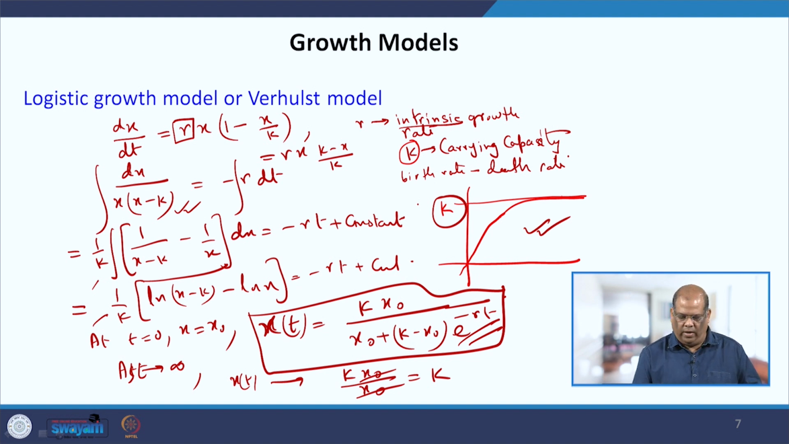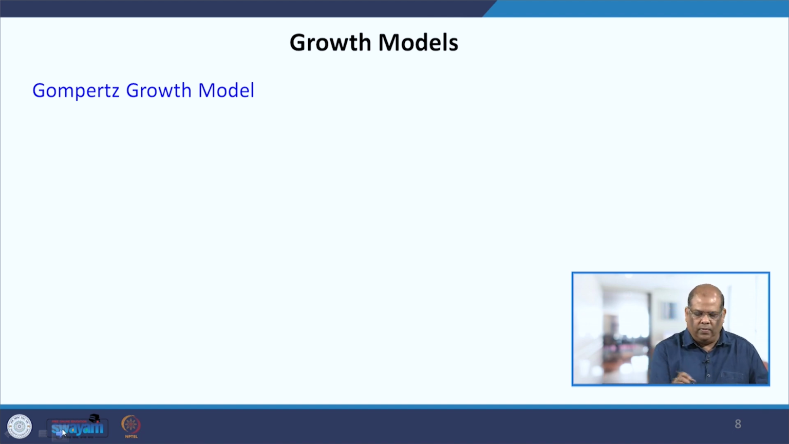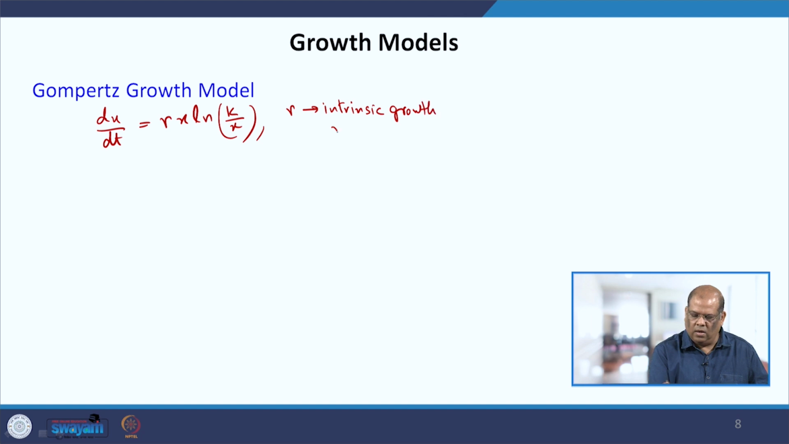the constant growth rate. We have a second function which also represents growth, and that is called the Gompertz growth model or Gompertzian growth. In this case, your equation takes the form dx/dt equal to r x ln(k by x), where your r remains the same, it is the intrinsic growth rate, and K is the carrying capacity.